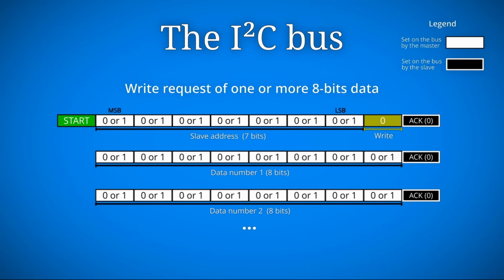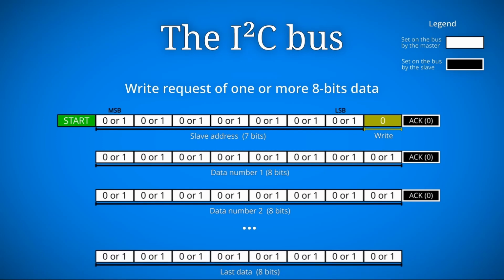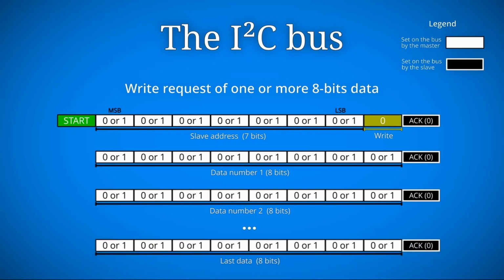Once the master has sent the last data it wanted to send, after the last slave's acknowledgement, it sets the stop signal on the bus. The stop signal indicates the end of the request and the release of the bus, allowing other masters to use it.